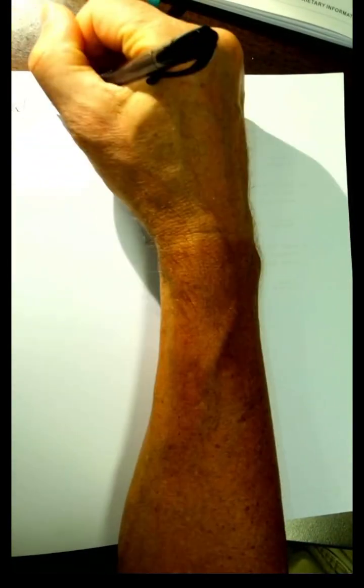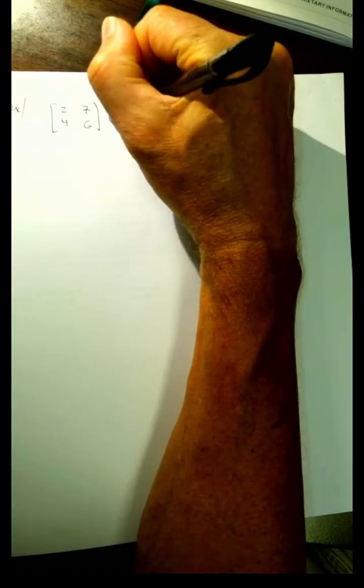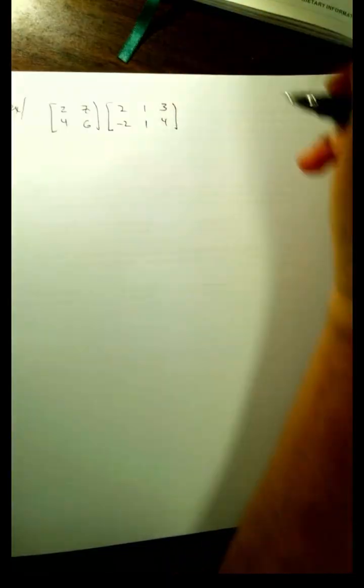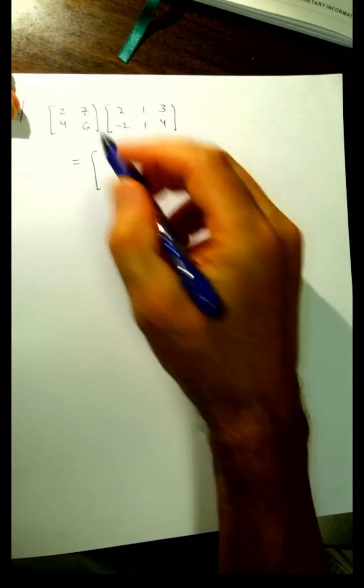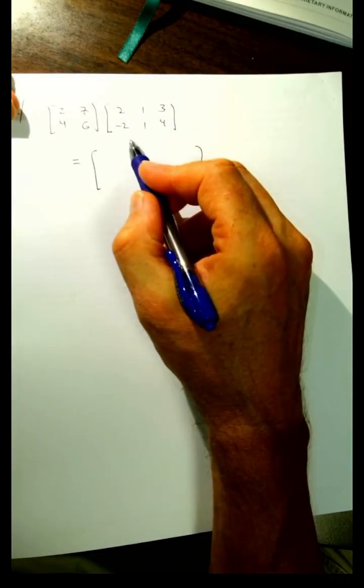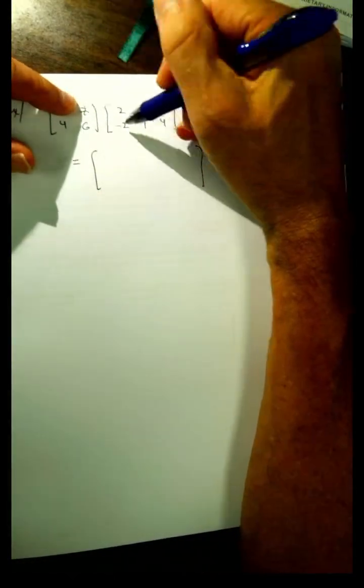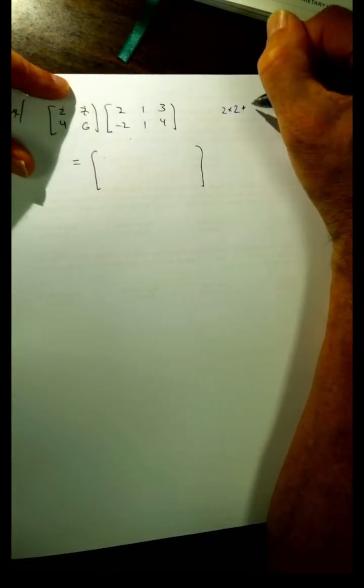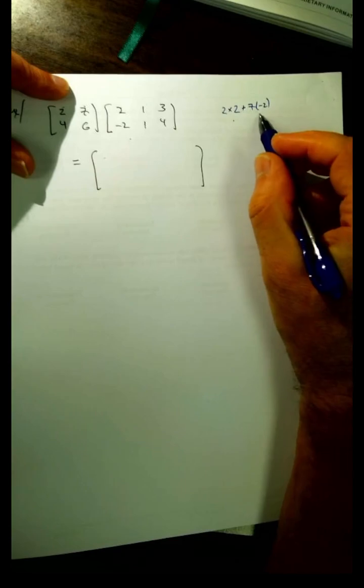So another way to, let's just do an example, because this is really thick. So for example, if I have the matrix 2, 4, 7, 6, and the matrix 2, 1, 3, minus 2, 1, 4, I can multiply these matrices. So what I'm going to do is I'm going to get this entry, I'm going to go across the first row and down the first column. So I'll have 2 times 2 plus 7 times minus 2. So that's 4 minus 14 is minus 10.